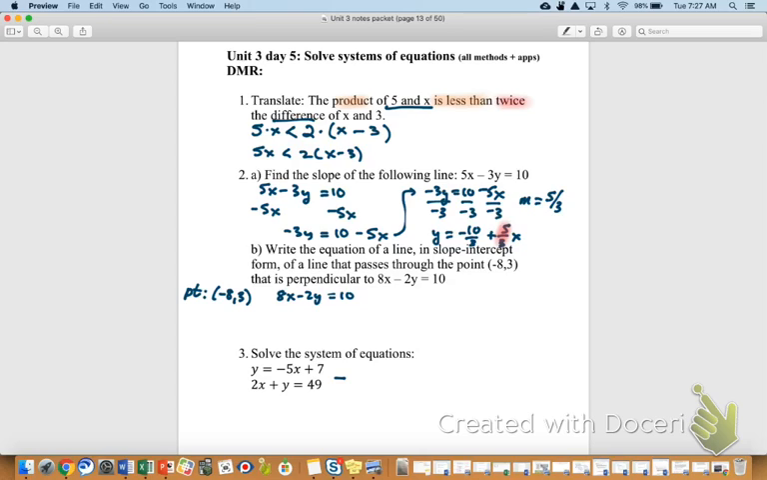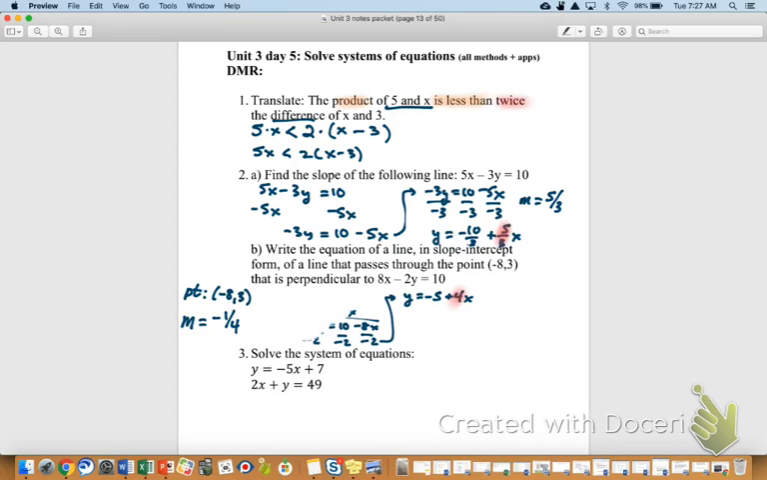And just like we did in 2a, I'm going to subtract the 8x over. This will give me negative 2y equals 10 minus 8x. And then I'll divide by negative 2 on both sides. This will give me y equals negative 5 plus 4x. Okay, so the slope of that line is 4, but I'm told that I want my line to be perpendicular to that one. So perpendicular lines do not have the same slope. Perpendicular lines have slopes that are opposite reciprocals. So my slope will be negative 1/4.